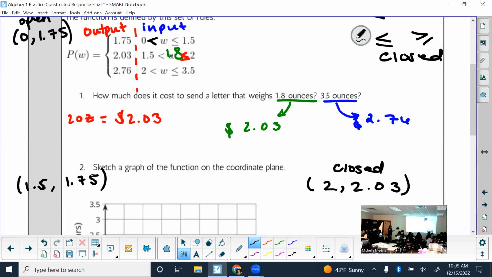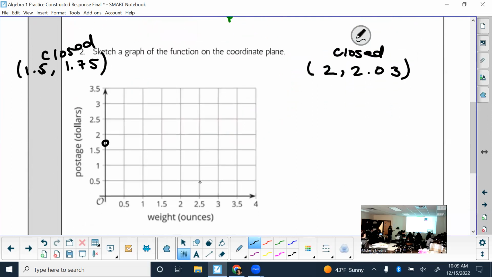1.75. And then what type of circle will we have on this one? Closed. So then going back to the graph, find 1.5 and 1.75, and have a closed circle. And then according to the rule, everything in between those two points costs the same, don't they? So you need to have a level solid line between them, because it costs the same.